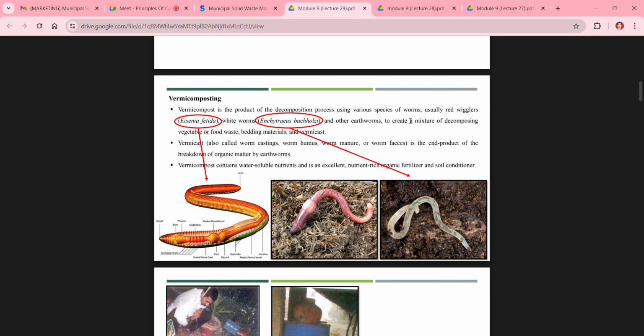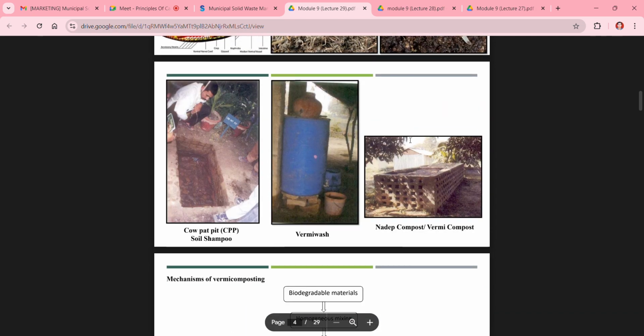So vermicast, also called worm castings, worm humus, worm manure or worm feces, is the end product of the breakdown of organic matter by earthworms. Then vermicompost contains water-soluble nutrients and is an excellent nutrient-rich organic fertilizer and soil conditioner. If we compare vermicompost with compost material, the vermicompost will always show better properties for the soil. This vermicomposting can be done in a pit, or maybe in some vessel.